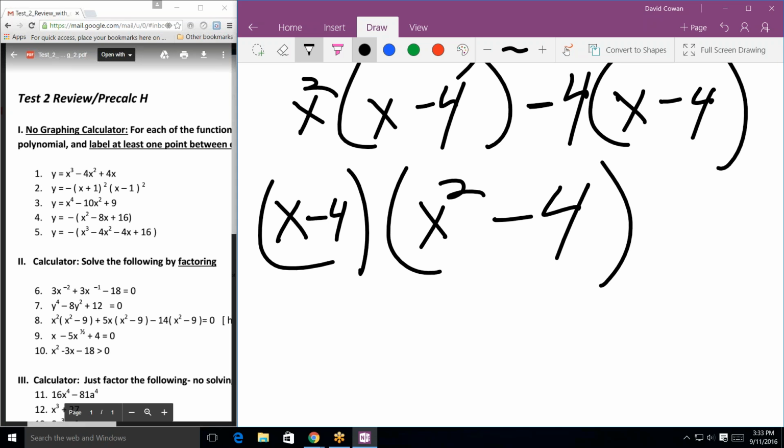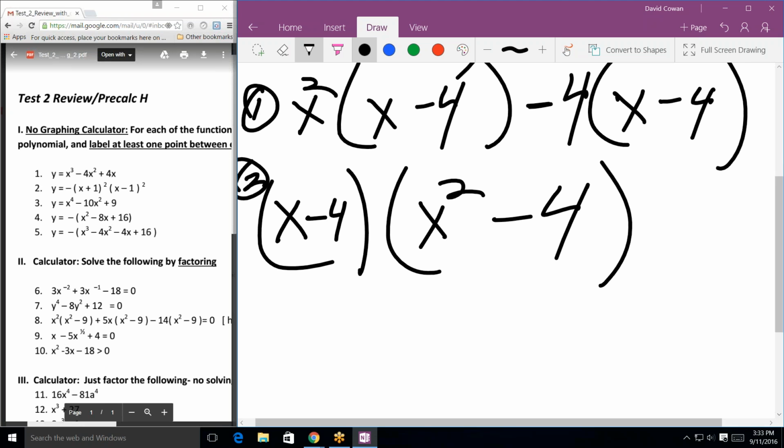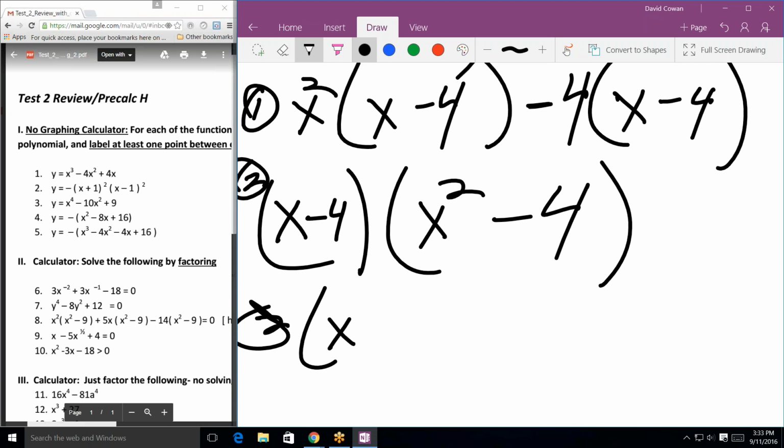And you see how that works? In other words, you see that 1 is equal to 2? Yeah. Okay. Now, let's finish 2. I have x minus 4 and finish factoring x squared minus 4.